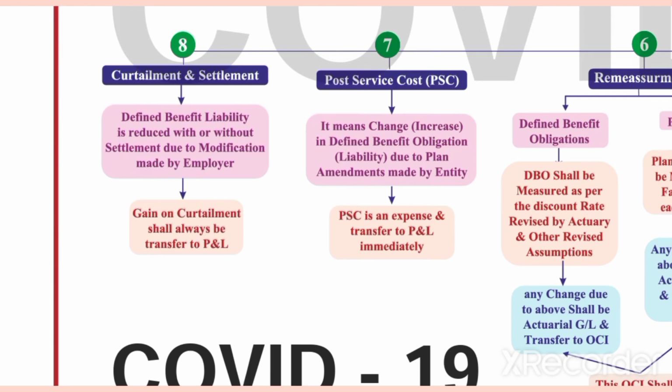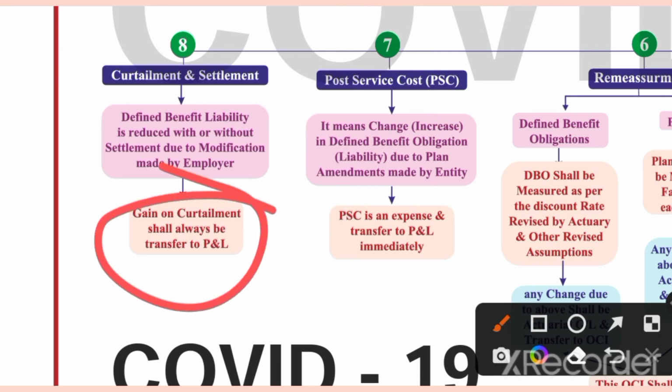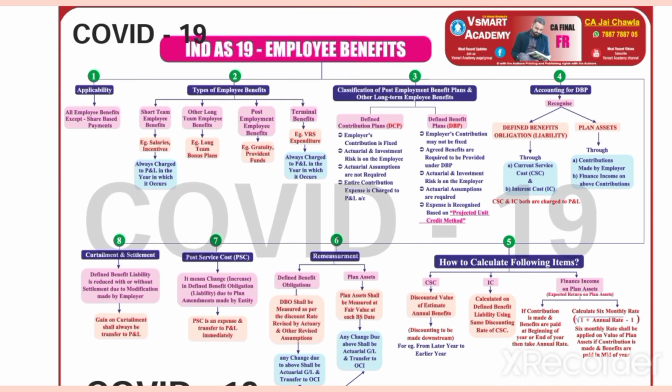Okay, if they reduce the plan obligation, then that is a gain on the curtailment, because the employer has to pay less only, so that is a gain only. Gain on the curtailment shall always be transferred to the P&L only. It has to be always credited to the P&L. Okay, this is the Ind AS 19 Employee Benefits.